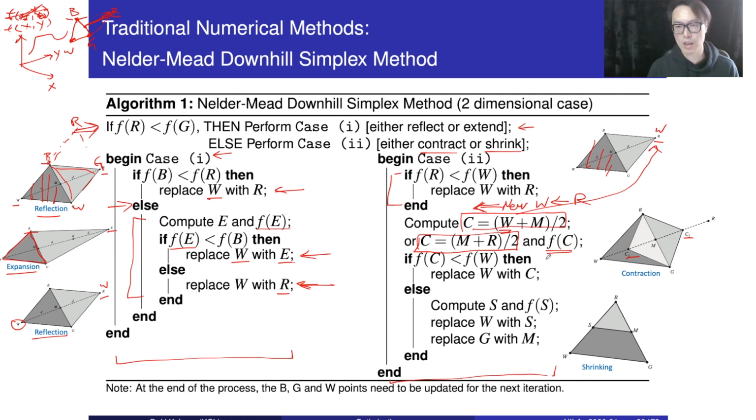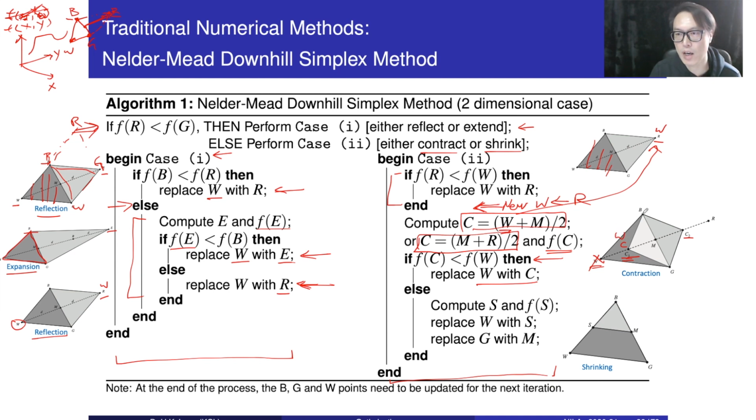Now, when we enter this step, we are going to compute the cost of C. We are going to check whether this C point is less than W. For example, I'm going to pick this to be C, and then check whether this cost is lower than this one. If it is, that means at least we find one point that is better than W. So now what we are going to do is just replace this W by C.